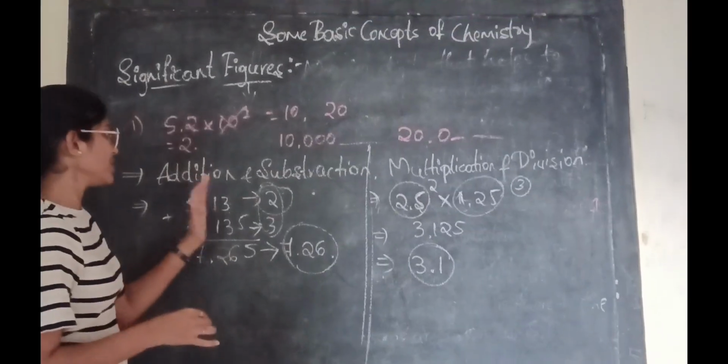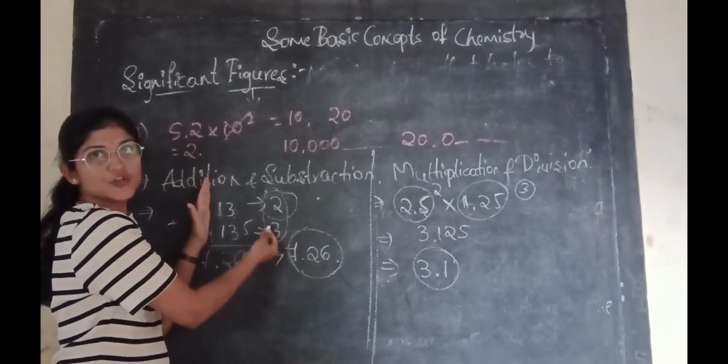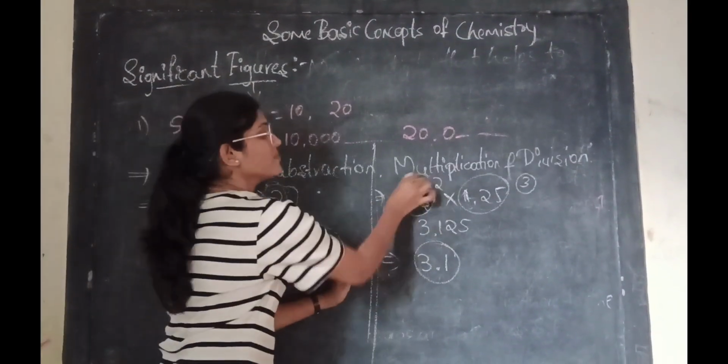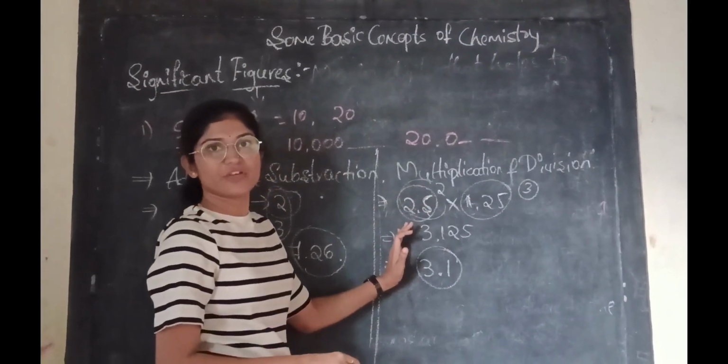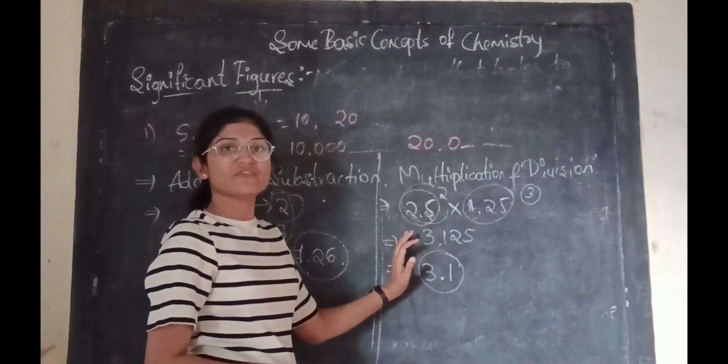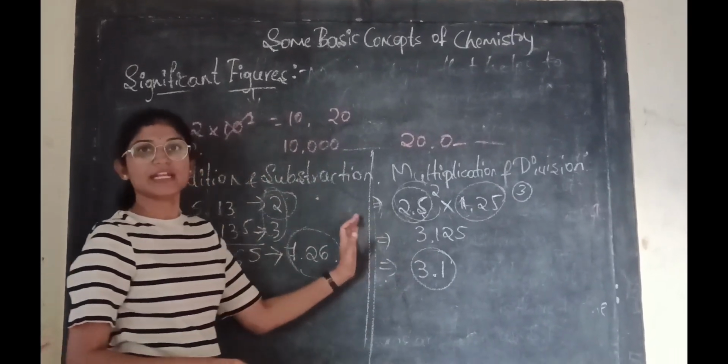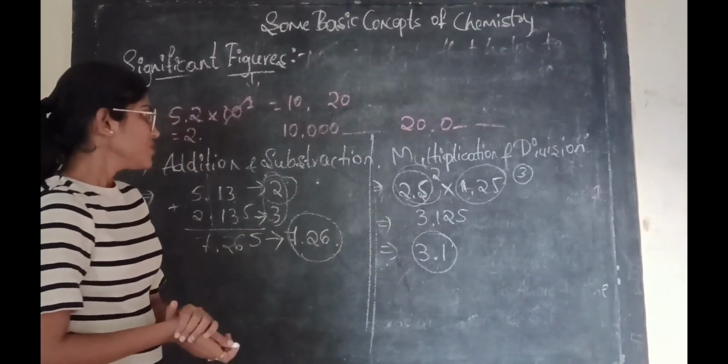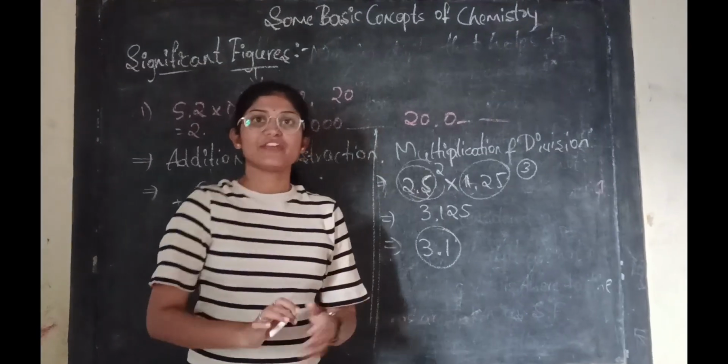In addition and subtraction, we have to check after the decimal. In multiplication and division, we have to check the number of significant figures in the whole number and select the one having the least significant figures. So this is about significant figures.